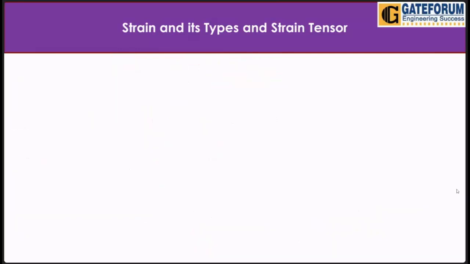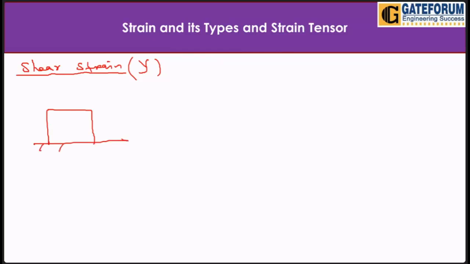Now if you go for shear strain, what is basically shear strain? Just look here. Shear strain gamma. Suppose here we have a block which is fixed on the lower side, and a tangential force is applied here. What happens? This body will tilt a little bit, by some angle phi, like this.